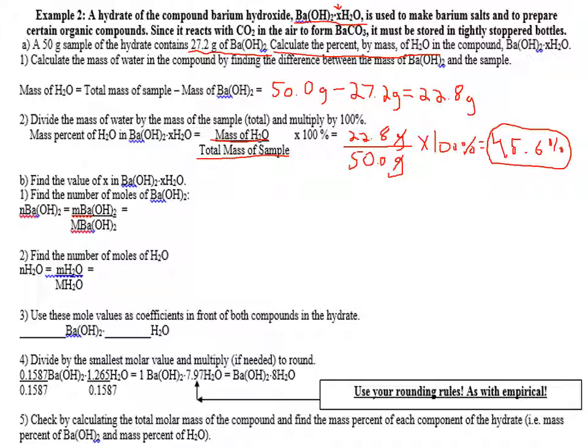So the next part is finding the x value in the hydrate. We want to know how many moles of water are there actually in there. So what we do is we find the moles of each chemical within it. So we know our mole formula is going to be n is equal to mass over molar mass. So we take our mass of barium hydroxide, which was 27.2 grams, and we divide it by the molar mass of barium hydroxide.